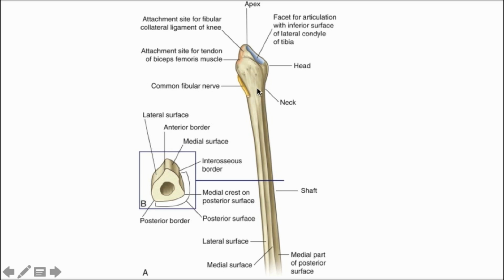Let's see, what else can we talk about? See the neck of the fibula, it separates the expanded head from the shaft. And remember that the common fibular or common peroneal nerve lies against that part of the neck. Let's see, what else? I think that's about it.